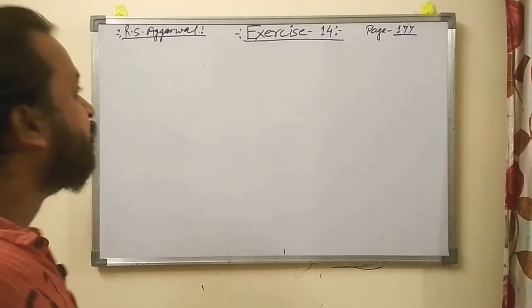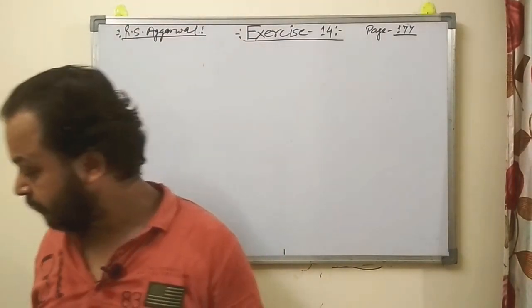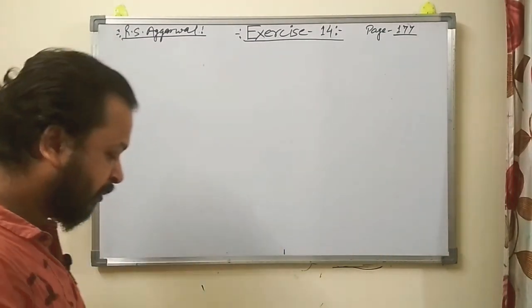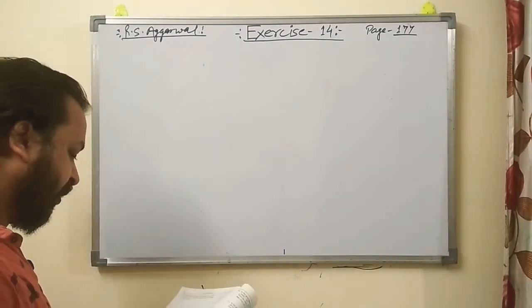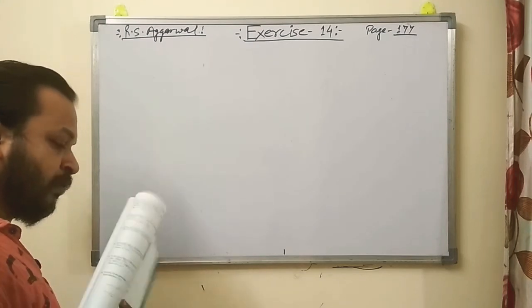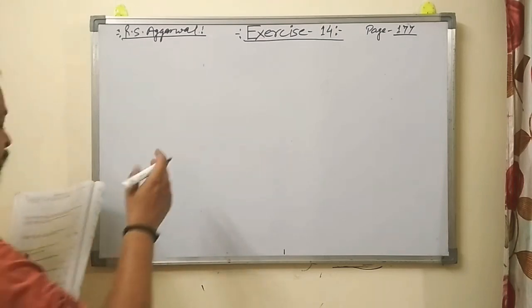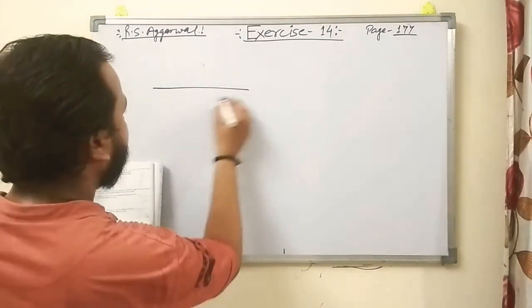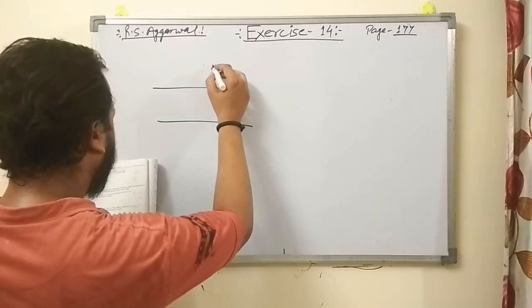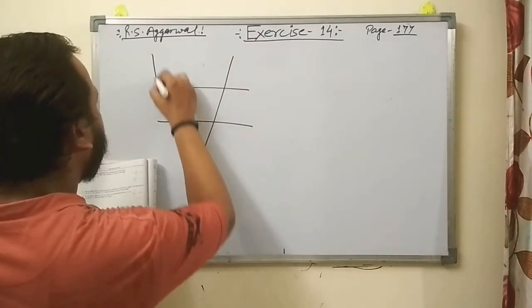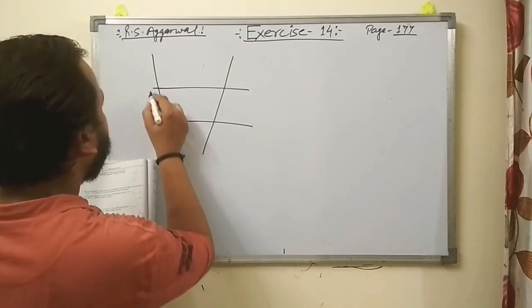So yes, students, 3 questions we have discussed, and the video is going to be too long. Now we are going to discuss 2 questions very fast. Question number 4 is saying that 2 parallel lines are there, right? One transversal line is here and another transversal line is here, right?